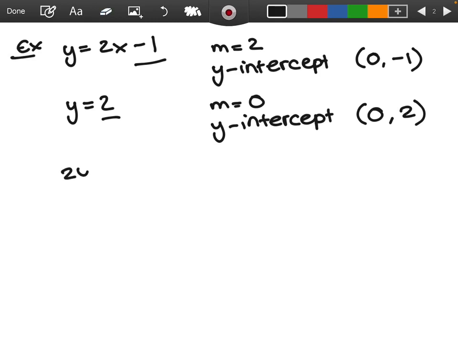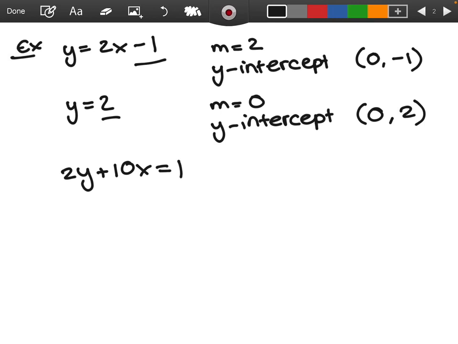Now we have, let's try 2y plus 10x is equal to 1. I want to find the slope and the y-intercept. Now this line is in the general form for the equation of a line. It's not in slope-intercept form, so we've got to rearrange it in order to read off what the slope and the y-intercept would be. So to do that, I'm going to subtract 10x from both sides.